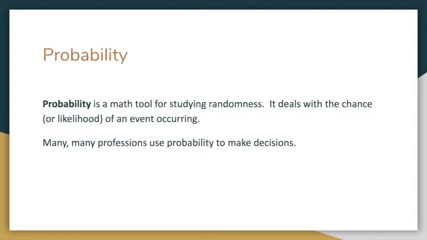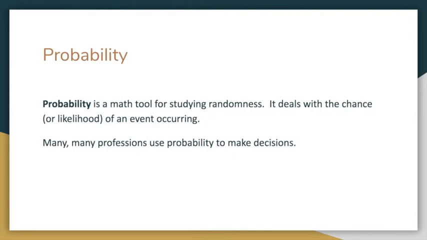Probability is important. There's a lot of professions, a lot of careers where you may use probability. One example would be civil engineers. Designing a building in a particular location, they need to know what's the probability that that location will see a flood or a tornado or a hurricane or an earthquake, things like that.